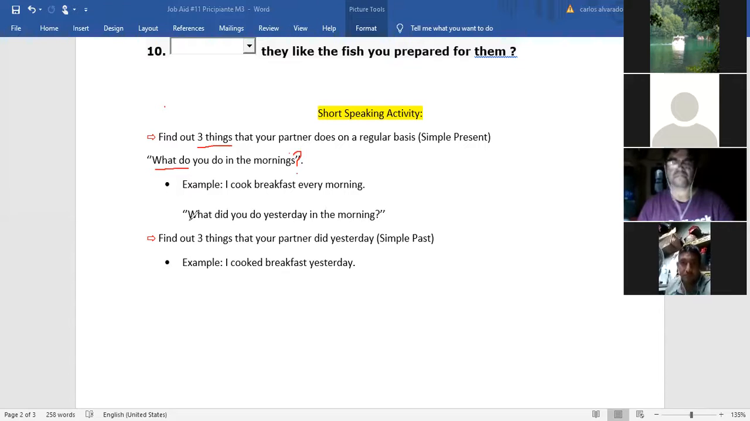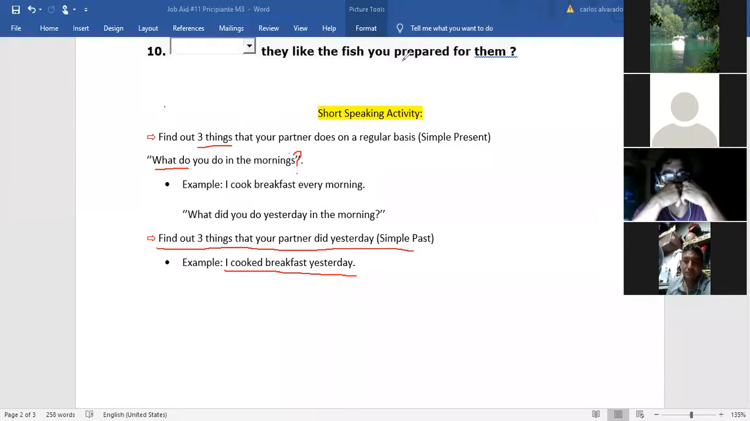All right. And find 3 things that your partner did yesterday. Okay. 3 cosas que hizo ayer. So you can ask, for example, what did you do yesterday in the morning? What did you do yesterday at work? Okay. Y obviamente la persona te tiene que responder en el simple past, right? I cooked breakfast yesterday. Okay. All right, very good. So vamos a encontrar 3 cosas de lo que la persona hace en una base regular y 3 cosas que la persona hizo ayer. So present and past. All right, questions?